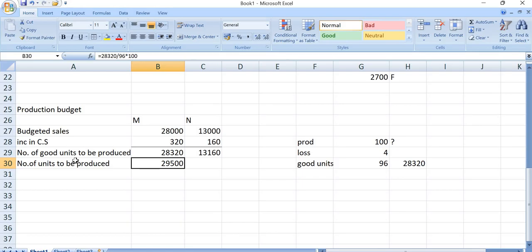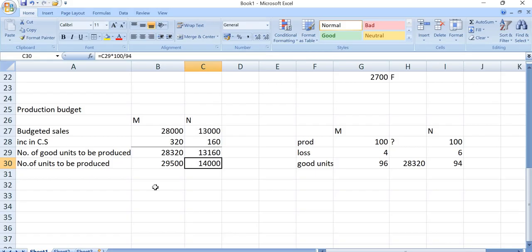So this is without rejection. So I need to produce without rejection. Usually if rejection happens, it means I want to produce more, right? So that is the concept here. So same way for N, the waste percentage is 6%. 13,160 into 100 divided by 94, sorry, 94, 6% wastage. So 14,000 I will be getting. That is 100, my loss percentage is 6. So 94 I will be getting. So 13,160 is for 94%, means what will be for 100%. So that's what I have calculated here.